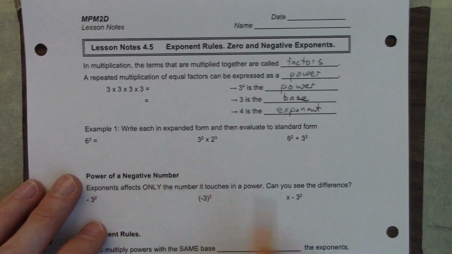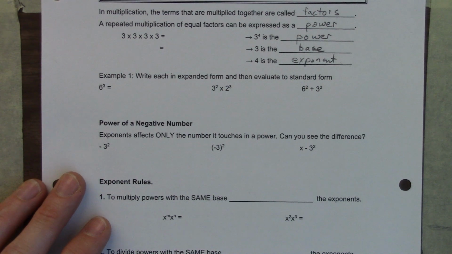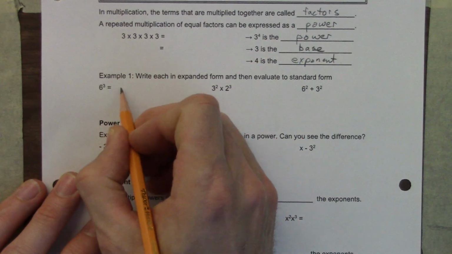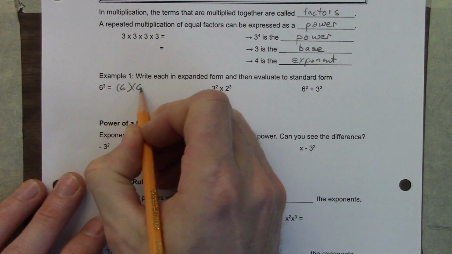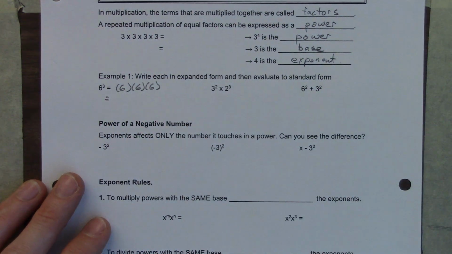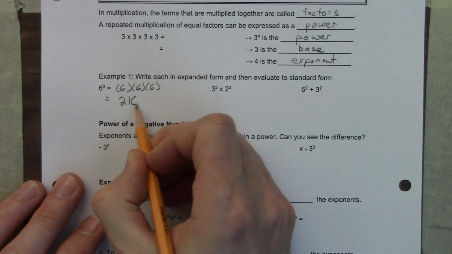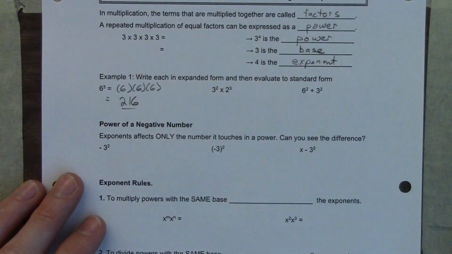So an example, we're going to write each in expanded form and then evaluate to standard form. So if I rewrite this 6 cubed, I'm just going to rewrite the 6 3 times. 6 times 6 times 6. 6 times 6 is 36, times 6 I believe is 216. So standard form is just basically the answer in number format.